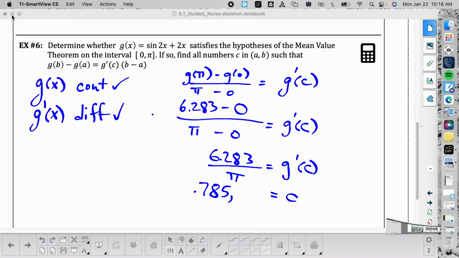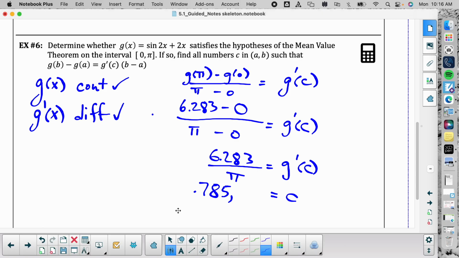2.356. And that's what we were trying to find from the beginning anyway.